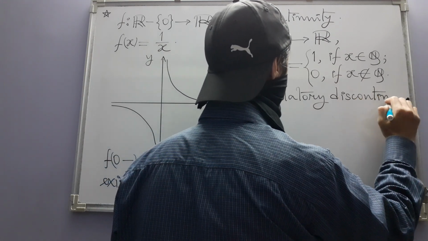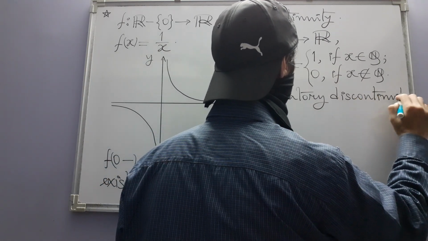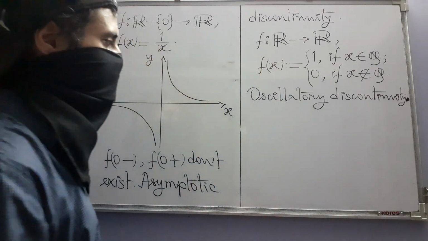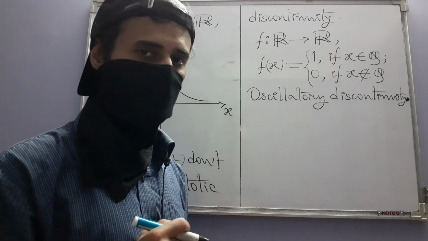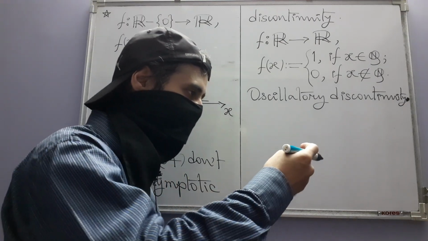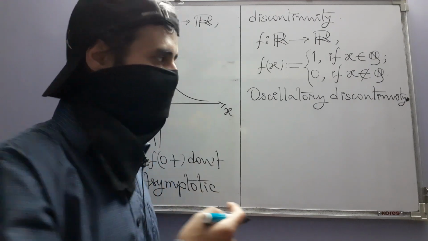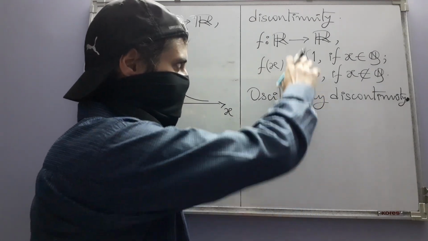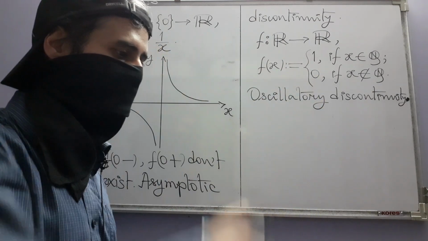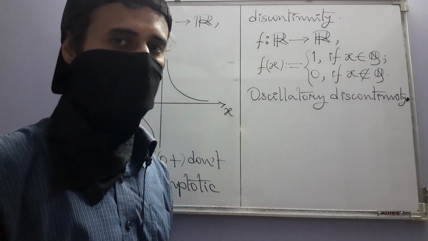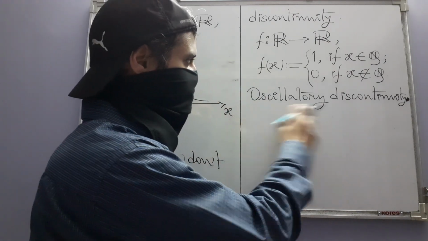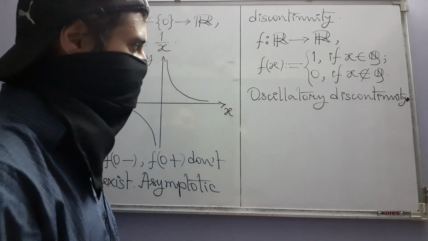Roughly speaking, here the function is discontinuous at any given point x naught, because as your independent variable x approaches x naught, the functional values oscillate between 0 and 1 so much that it never settles anywhere. So that's why it fails to have any limit.